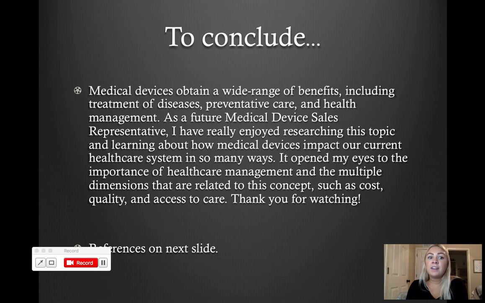In conclusion, medical devices have a very wide range of benefits. They can treat diseases, help in preventative care, and support self-management of one's own health. As a future medical device sales rep, I have really enjoyed researching this topic and learning about how medical devices impact our current healthcare system in so many ways that I never would have thought of. It really opened my eyes to the importance of healthcare management as a whole and the multiple dimensions related to this concept, such as cost, quality, and access to care.